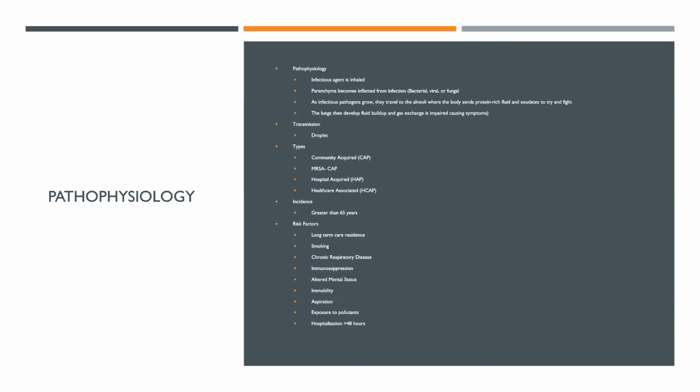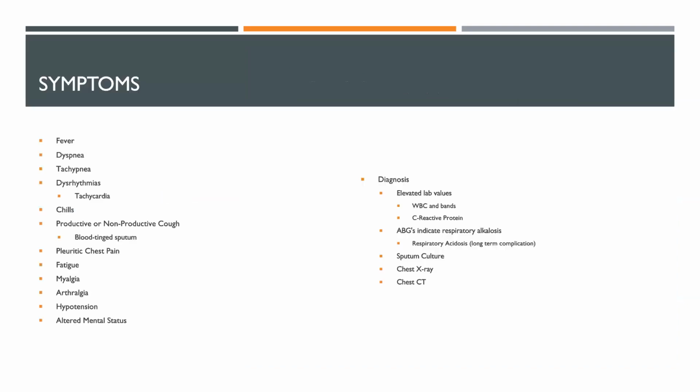This is more common in individuals that are greater than 65 years of age, and risk factors for developing pneumonia include being in a long-term care residence, smoking, having a chronic respiratory disease, being immunosuppressed, having altered mental status, immobility, aspirating, exposure to pollutants, or being in the hospital for more than 48 hours.